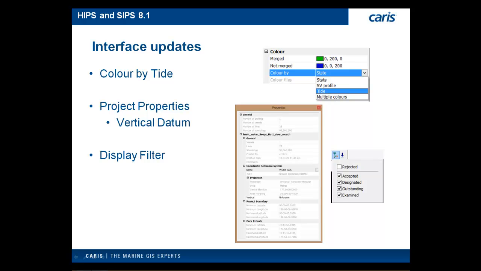And the last item I want to talk about in the interface is the new display filter. So the old show rejected button, a mainstay for many years in HIPS, has been retired, and we've replaced it with a function that filters based on status, and not just for rejected. On the lower right, you can kind of see how it works. When active, the display filter only shows what is checked in the dropdown. And when inactive, everything in the editor is displayed. The neat thing about this is you can visualize, say, rejected, accepted, and designated independently of each other.